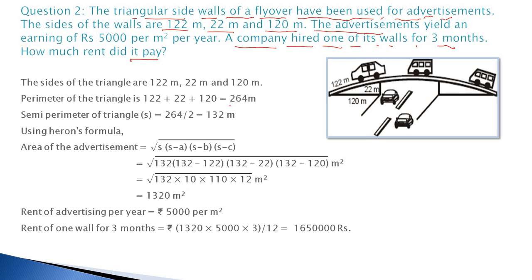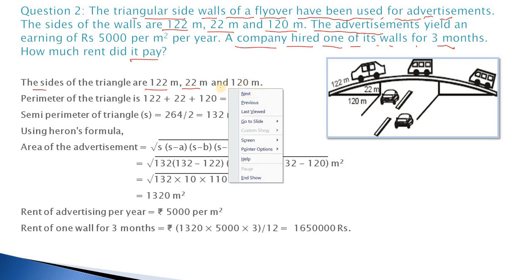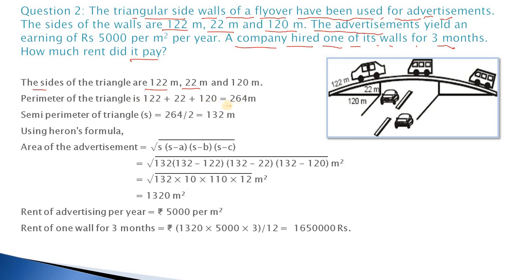First, we are given the sides of the triangle are 122, 22 and 120 meter. First, the perimeter of the triangle is 264 meter. Now we can write s is equal to 132 meter. The semi-perimeter of the triangular walls is 132 meter.